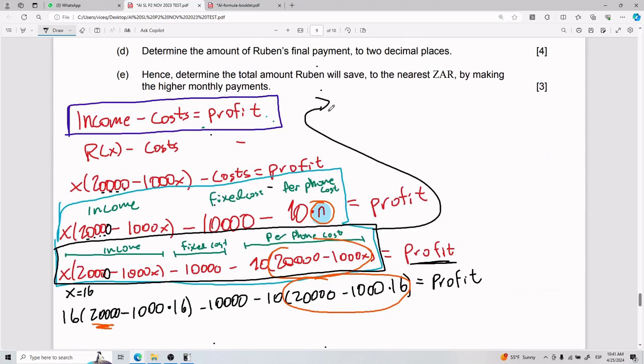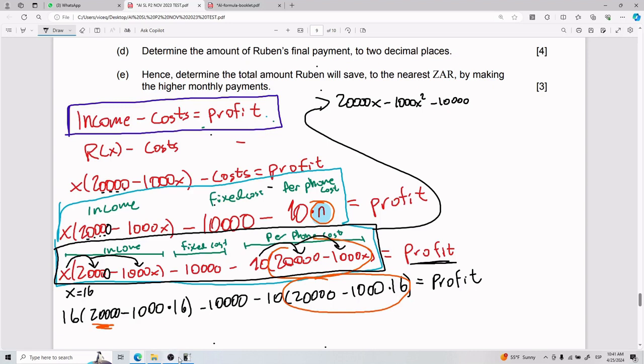So for this income, I'm going to distribute the x, right? If I distribute the x for income, I will have 20,000x minus 1,000x squared. So this is my first parentheses. For this second one, I have fixed cost, which is not going to change. It's just going to stay there. And for this last parentheses, I have this times this and this times this.